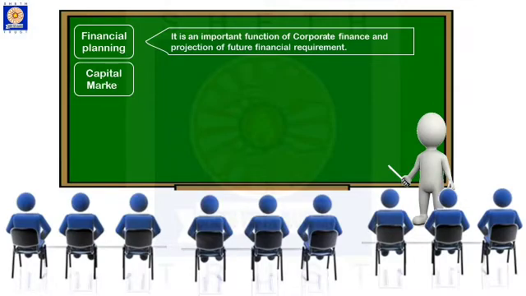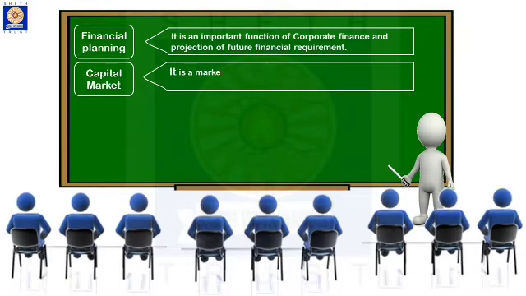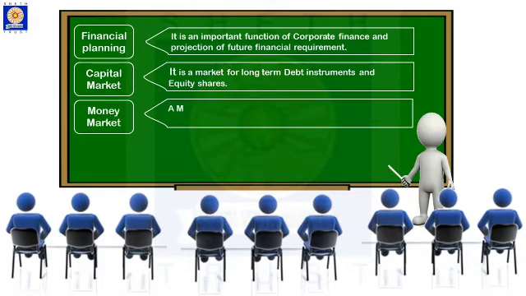Capital market. It is a market from where a business enterprise can raise capital for a long period of time, for example, 3 years, 4 years, 5 years, or more. The instruments can be debentures or equities. Money market. Money market is a market from where a business enterprise can raise capital for a short period, that is, less than a year. The raised funds can be for a period of days, weeks, or months.